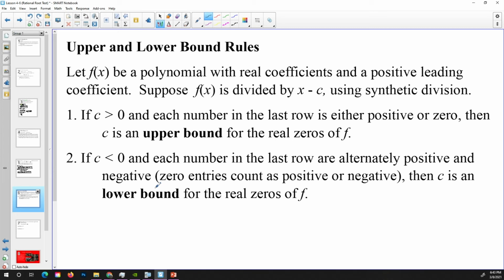Now the last thing you need to know, even though we're talking upper and lower bound, and usually when you say bound, you're talking about boundaries. You can have multiple upper bounds and multiple lower bounds. All right, you wouldn't necessarily try anything above or below that. So what does that look like?